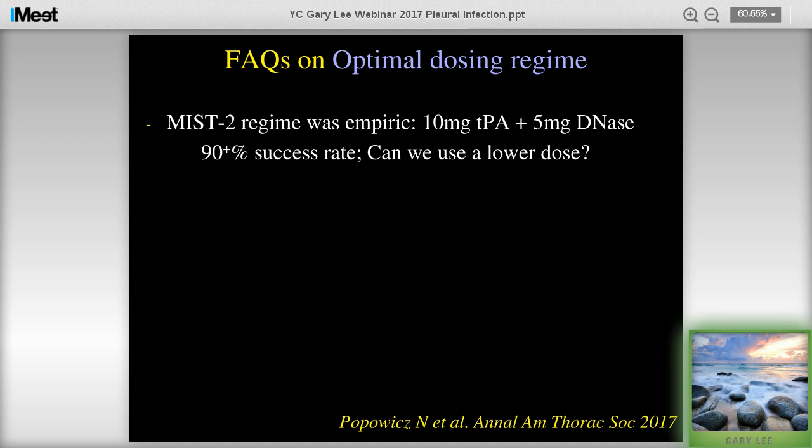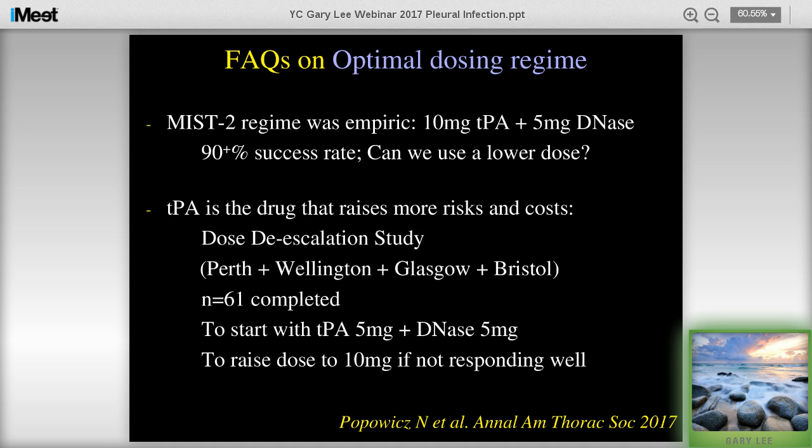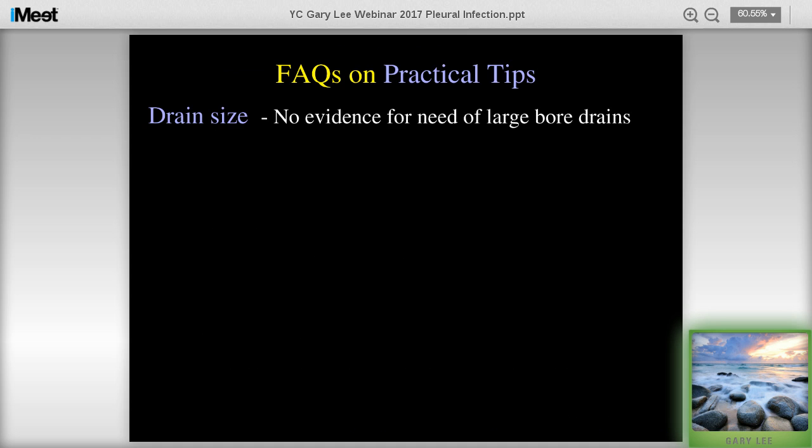Because most of the patients get cured, we asked the question whether we can reduce the dose of TPA used. So we are doing studies of what we call dose de-escalation studies with different centers around the world. Since 10 milligram works, we thought we'd try and start with 5 milligram. And this paper is now in press in the Thorax Journal, where we show in 60 or 70 patients that starting with 5 milligram and only going up to 10 milligram if you think that the patient is not improving appropriately seems to work quite well. And we are in the process of testing 2.5, and we'll keep going down until we find the lowest effective dose.